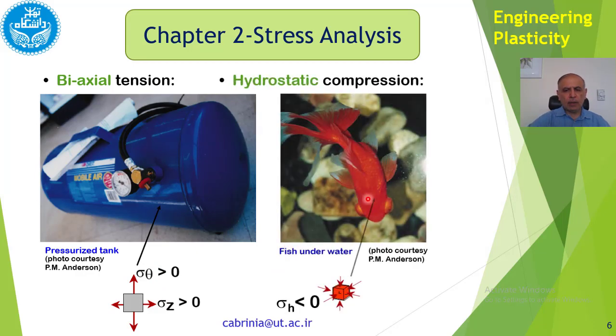Another example is a fish underwater. Obviously, we have hydrostatic pressure from all over on all the points on the fish body, and an element of the fish body like that, you can see that these are all showing that the pressure is applied. So we have sigma h, hydrostatic stress or pressure, which is compressive, so we show it with a minus sign. So that's the stress.